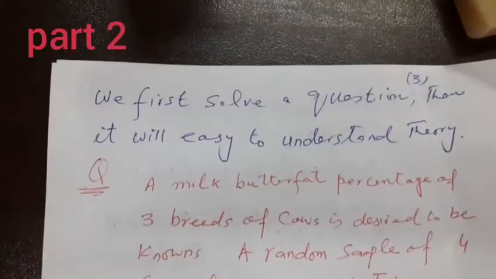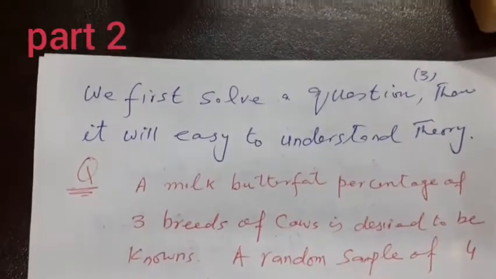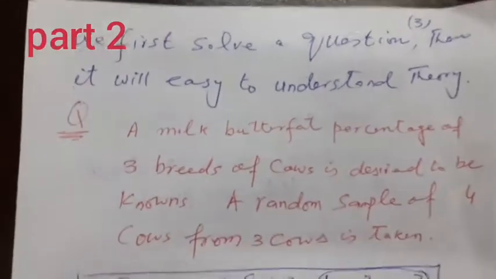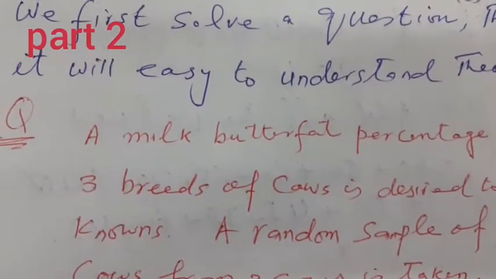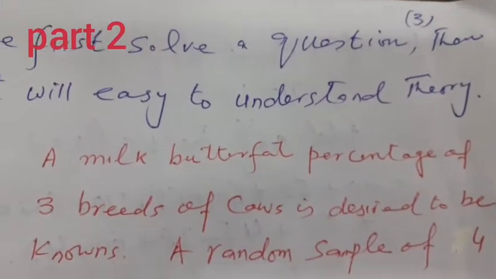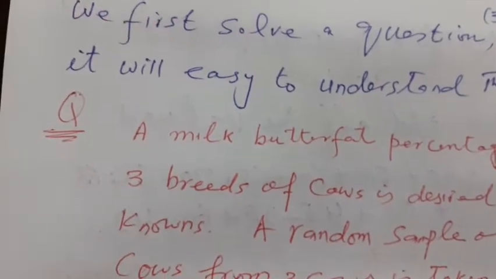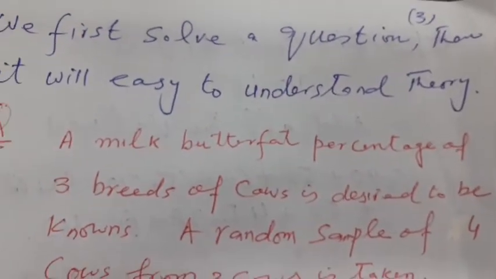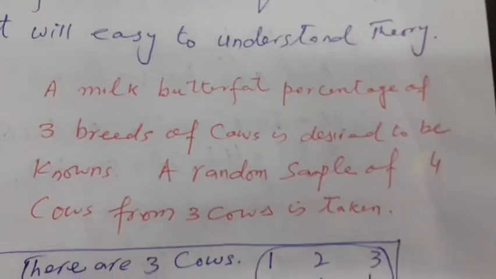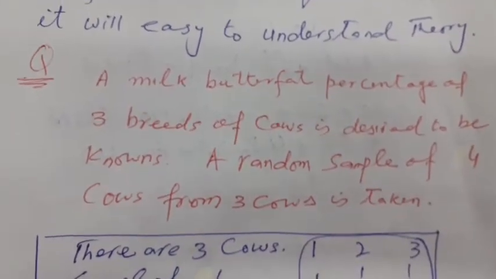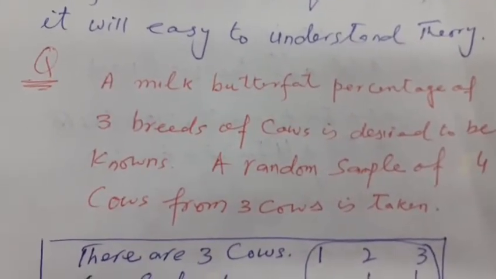Mathematical questions before describing the theory. Question: the milk butterfat percentage of 3 breeds of cows is desired to be known. A random sample of 4 cows from each of the 3 breeds is taken.